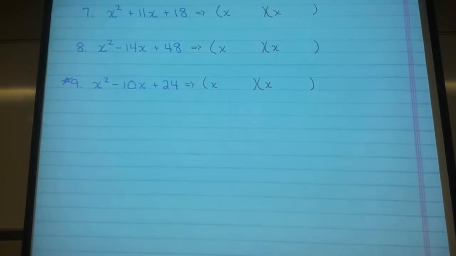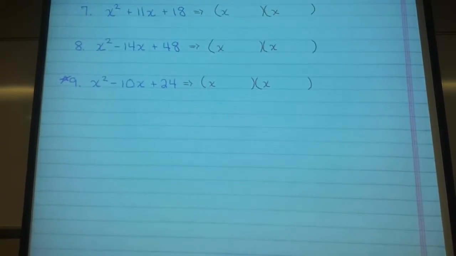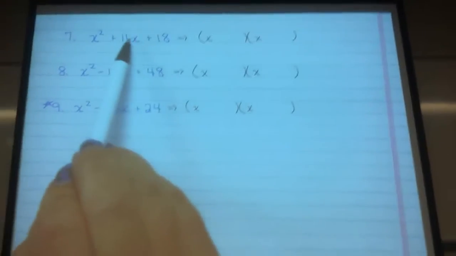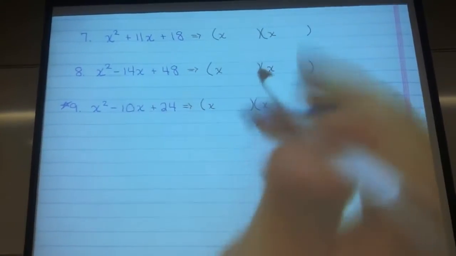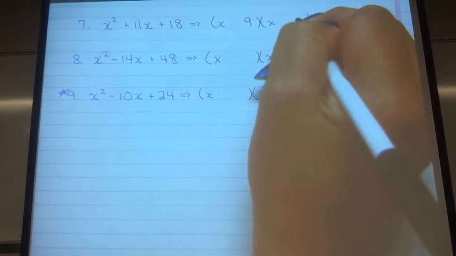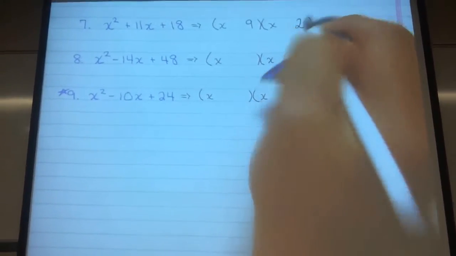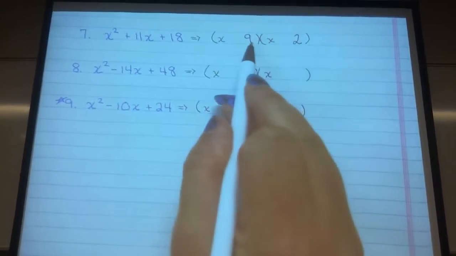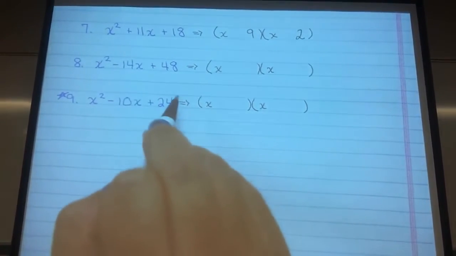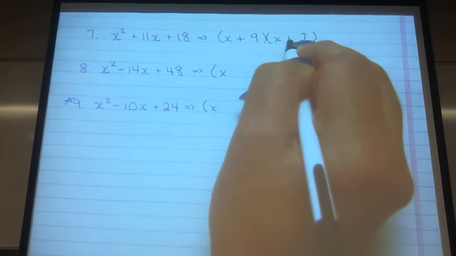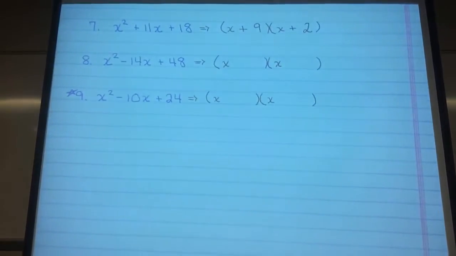Okay, I'm going to work these with you. Let's see how you do. The first one, can you think of two numbers that multiply to 18 but give you 11? 9 and 2. 9 times 2 is 18. But if we take the 9 and the 2, we have to add them to get 11. What's the sign on the 11? Positive. So both of these have to be positive. So that would be your first one.